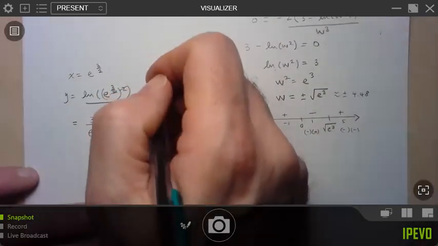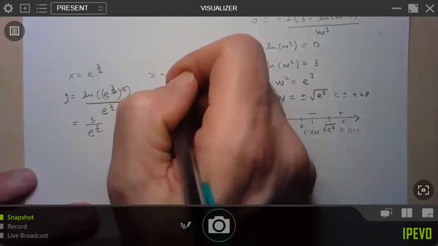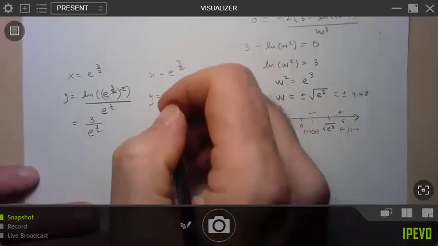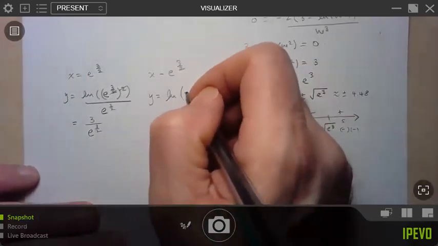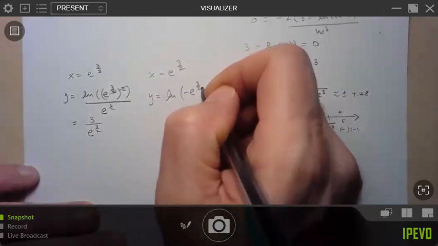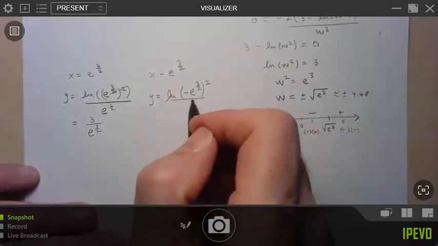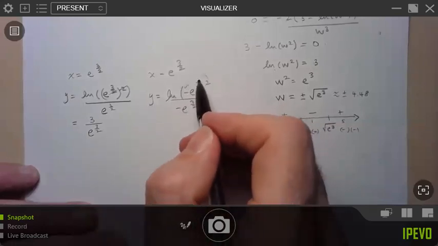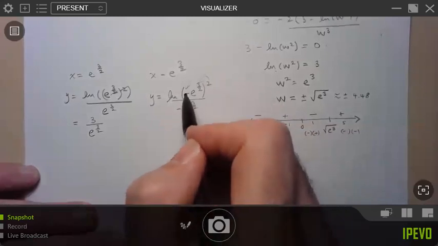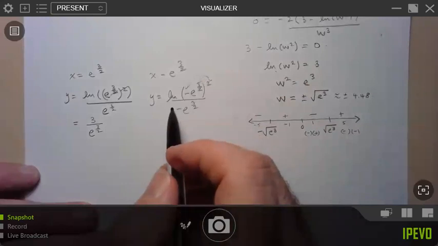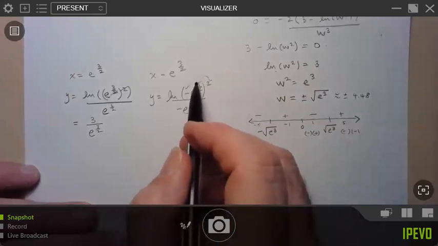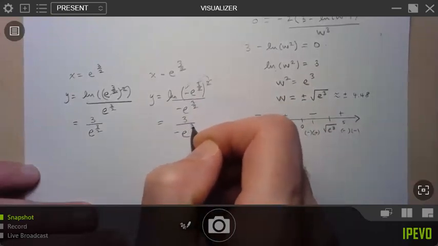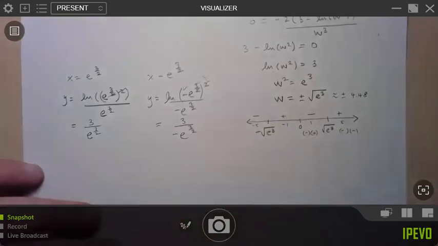And now I'm going to do the same thing with, what's the other one? Negative e to the 3/2. And I suspect this one's going to be pretty similar, because for the y values, again, ln of (negative e to the 3/2) squared over negative e to the 3/2. So here, remember, this applies to both of these. So the negative is going to become positive and the 2's cancel out here. So I'm still going to be left with ln of e cubed, which is going to be 3 over negative e to the 3/2. And there's my second point. Okay.